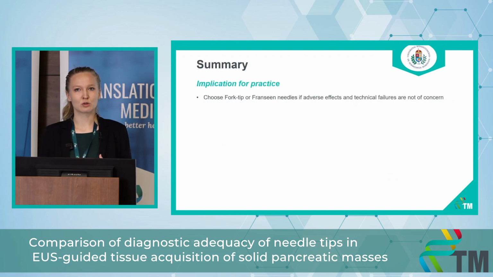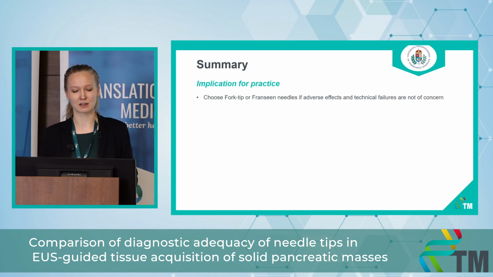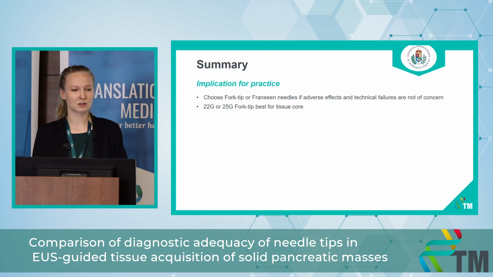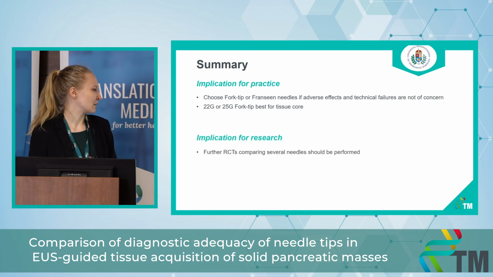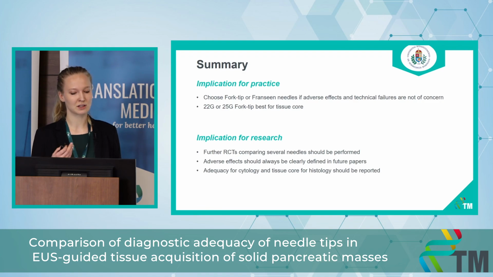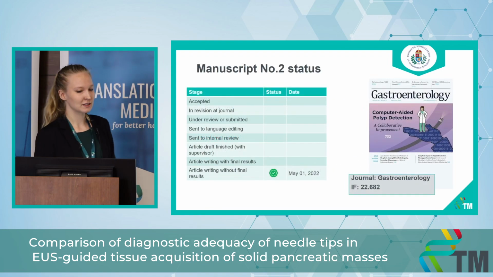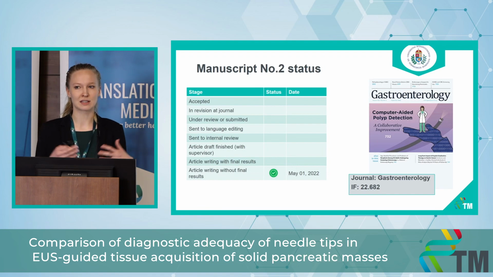So we think that you should choose fork tip or Francine needles if adverse effects and technical failures are not of concern, and these are rare, like I said, so we consider them to not be of the highest concern. And we suggest 22-gauge or 25-gauge fork tips as the best to achieve a tissue core. For research, we would like to suggest that further RCTs comparing several needles should be performed, and adverse effects should always be clearly defined in future papers. Furthermore, adequacy for cytology and tissue core for histology should be separately reported. Currently, this manuscript is still in the writing phase because I want to set up one further network which actually compares the sizes.